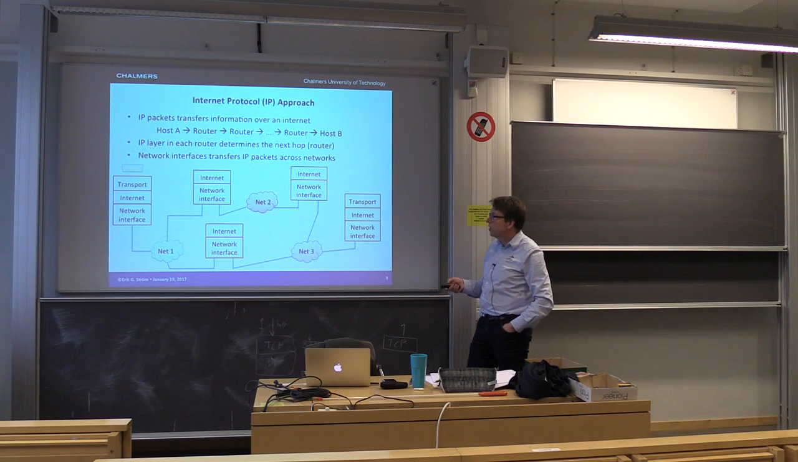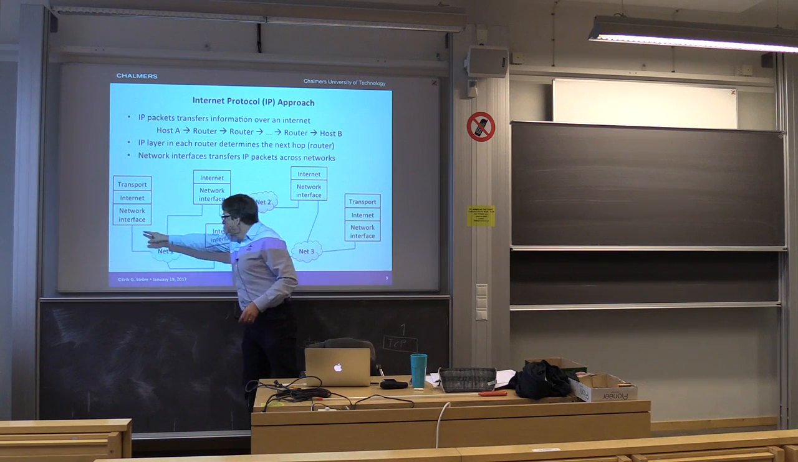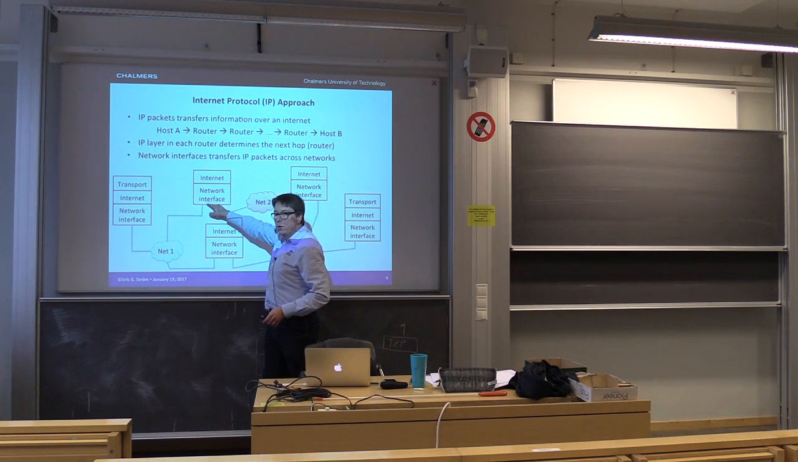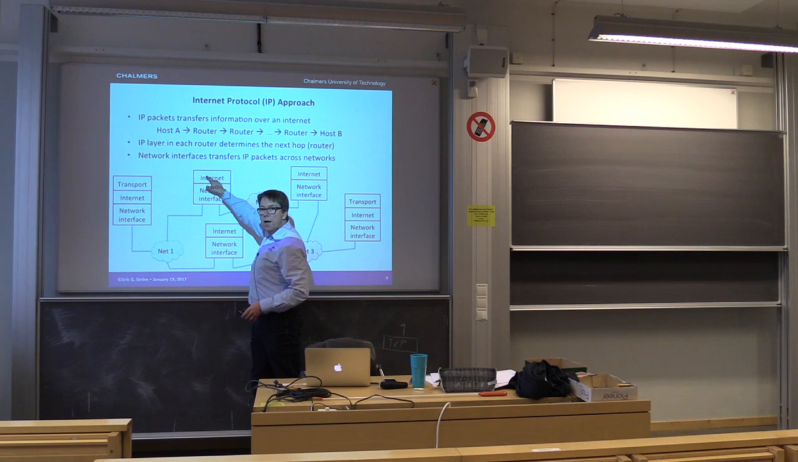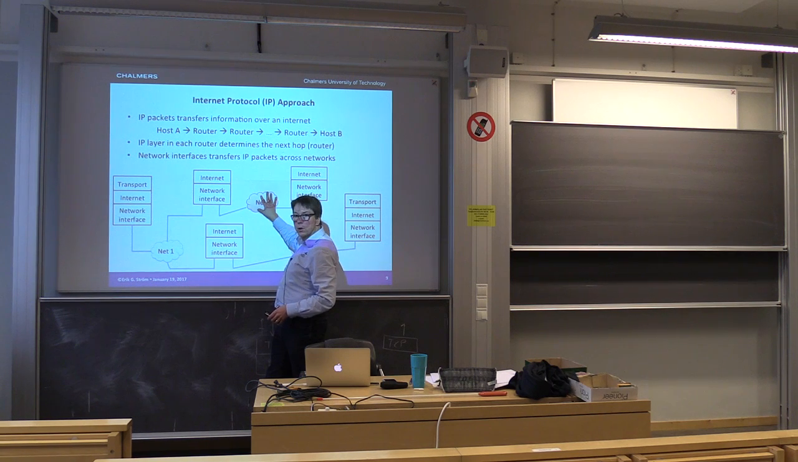So it could be, for instance, like this. It goes down and then it goes over this and then it goes like that. It's maybe hard to see, but when it came over this network, it went into the network interface here, which does not understand anything about IP. So it has to go up to the IP layer here in order to get processed and then fed down on the other side to go over this network.